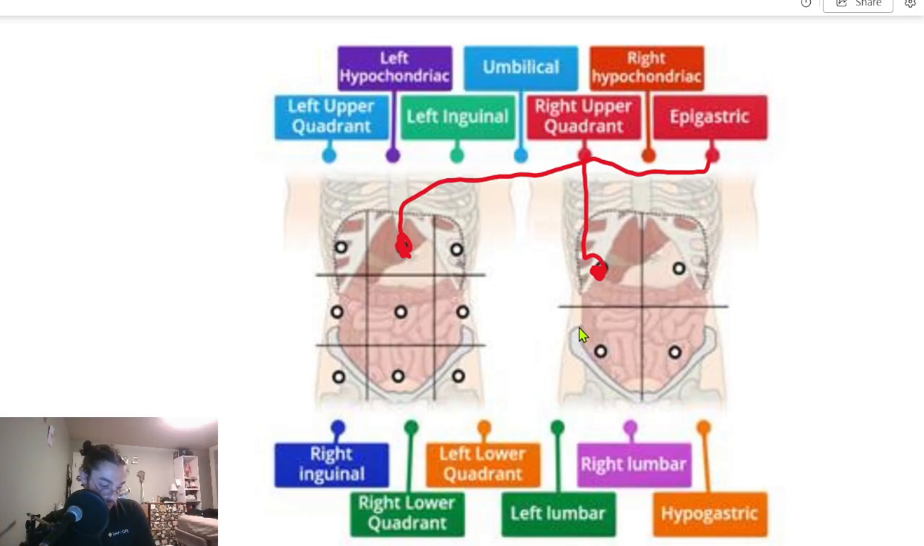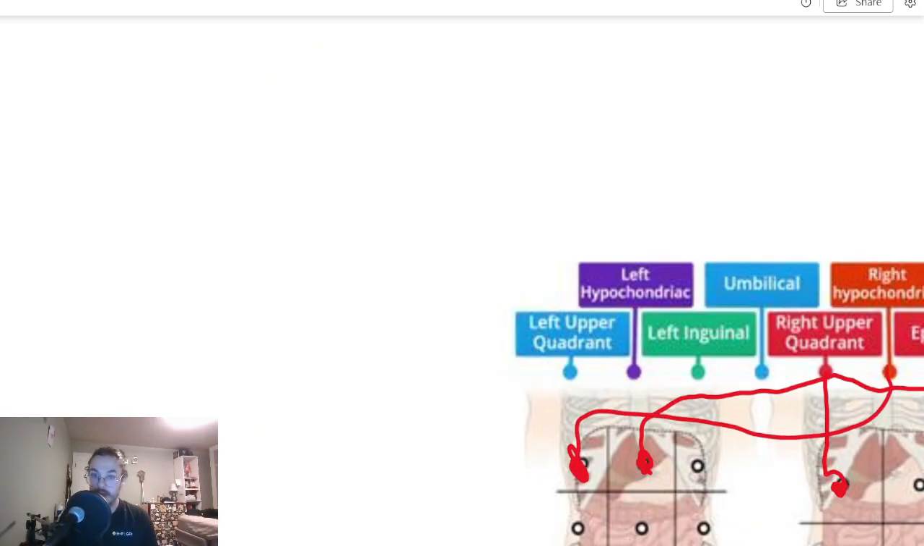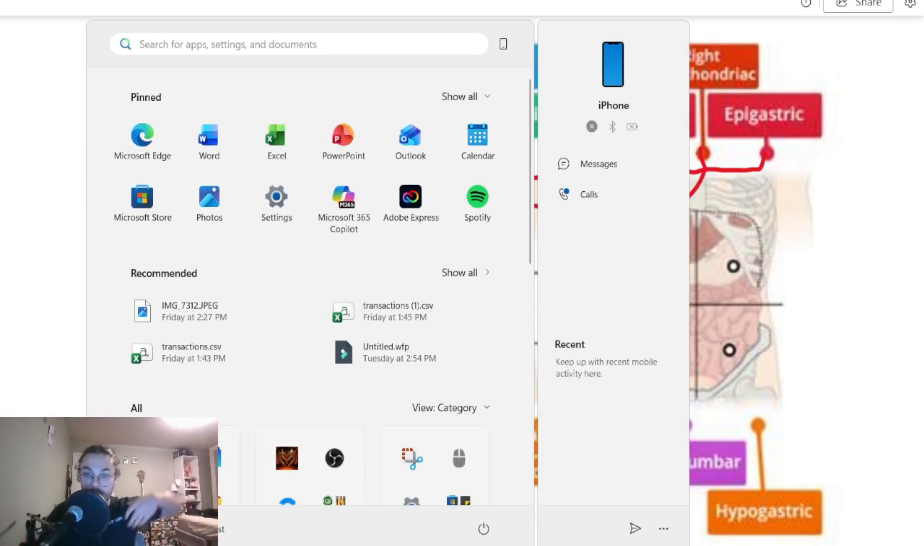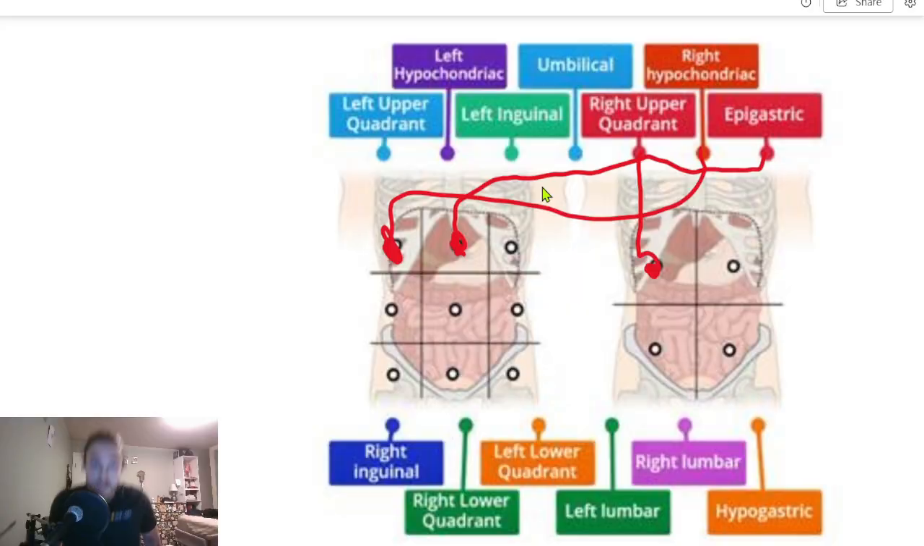Now let's talk about your right hypochondriac region. Where is that? And think about what lives there. Oops, didn't mean to move the whole thing. There we go. Okay. Now let's see here. Let's go to the orange. Okay, let's talk about the hypogastric region. Where is that going to be? What lives there? Think about that. It's right there. Our left lower quadrant.